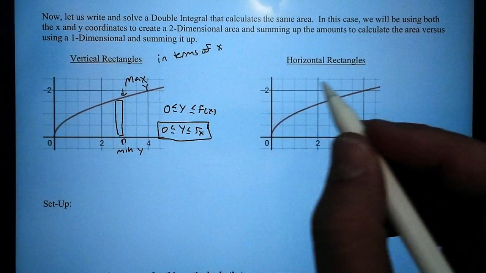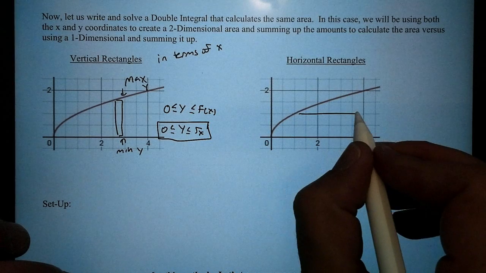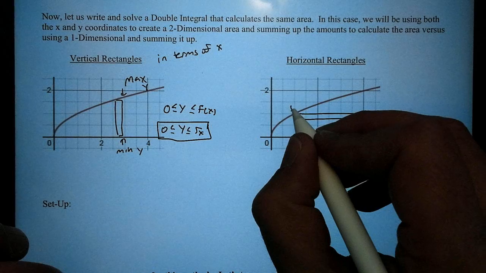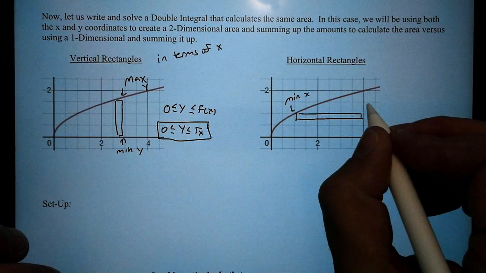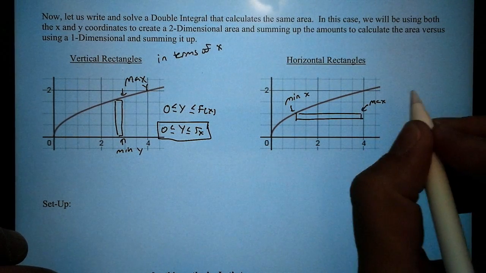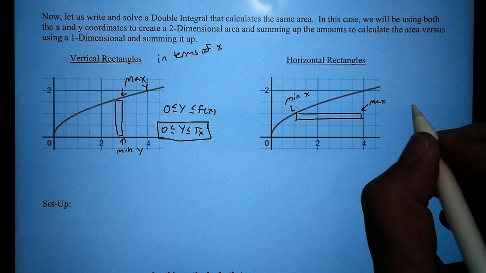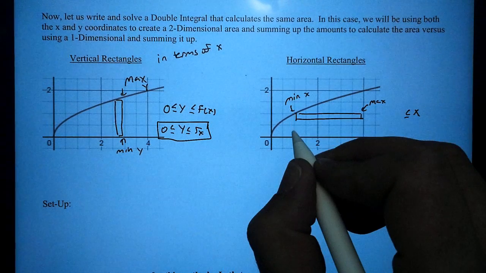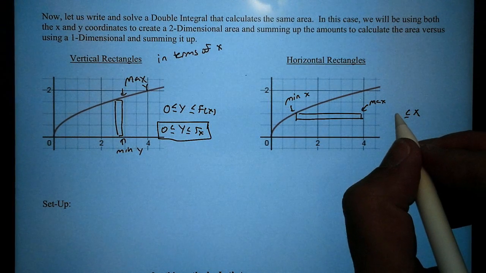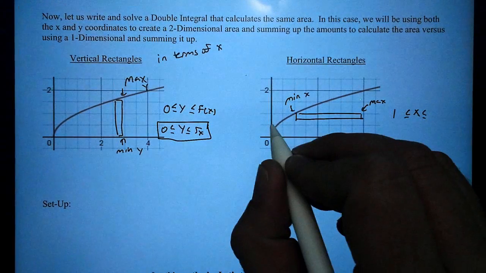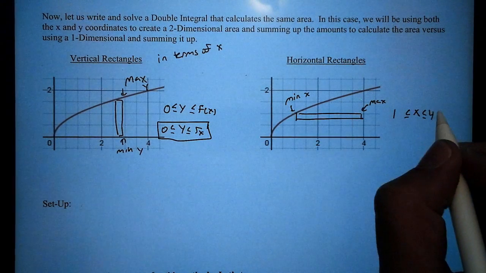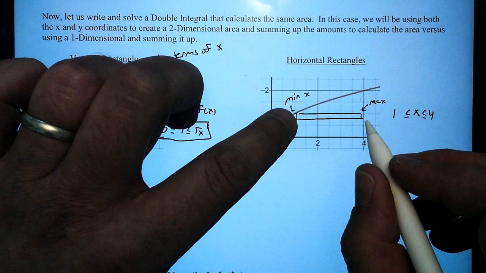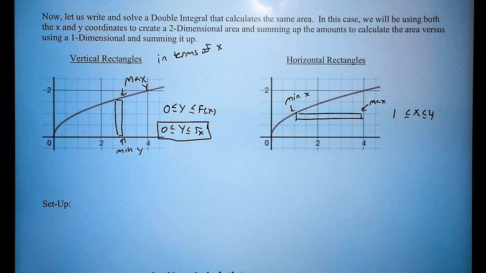Next, if I look at the horizontal part of it, from 1 to 4, here is my minimum x, and here is my maximum x. So I can get my change in my x value. What's the smallest x can be? Well, the smallest x can be is 1. The largest my x value will ever be is 4. So as I'm moving this one up and down, the smallest it's ever going to be is 1, and the biggest it's going to be is 4.